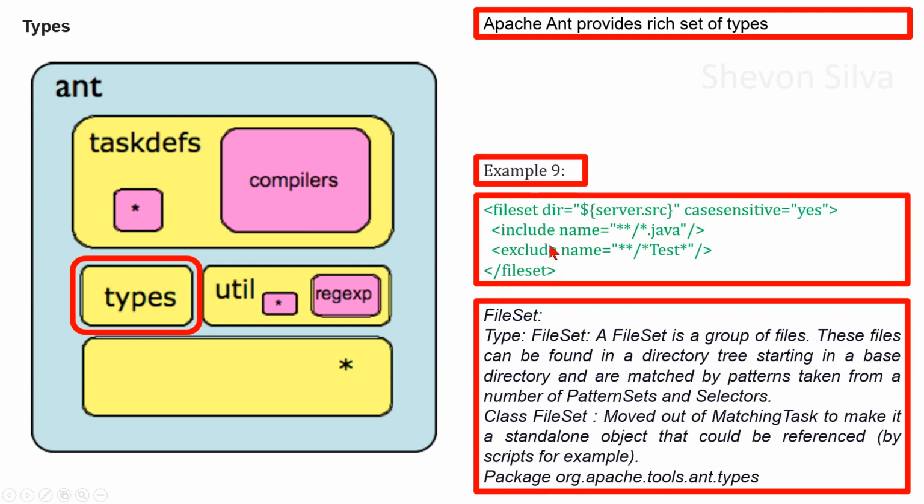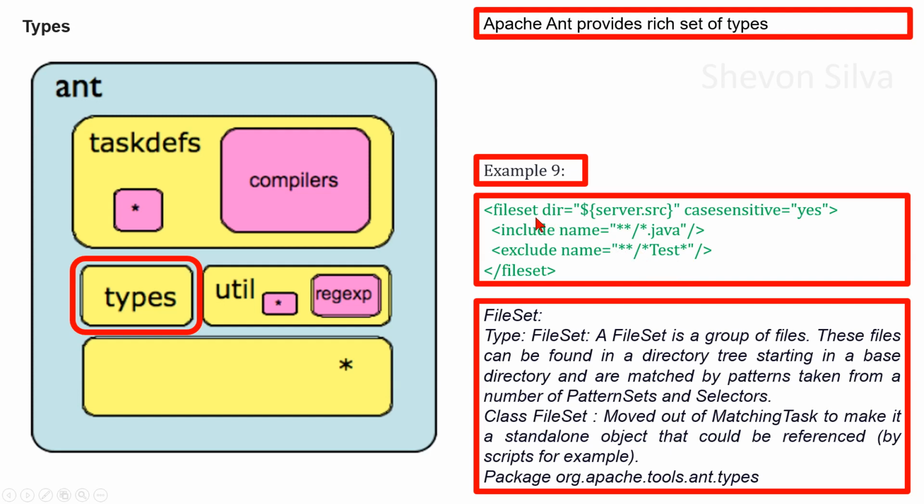Now we are considering file set. Type file set. A file set is a group of files. These files can be found in a directory tree starting in a base directory and are matched by patterns taken from a number of pattern sets and selectors.